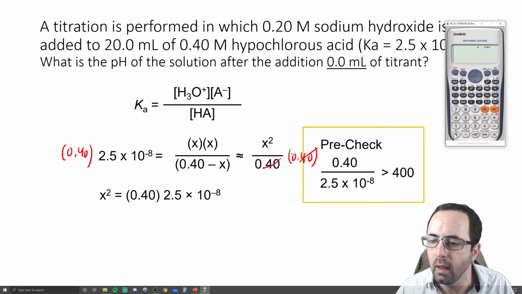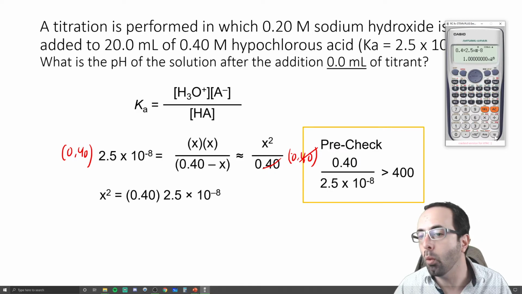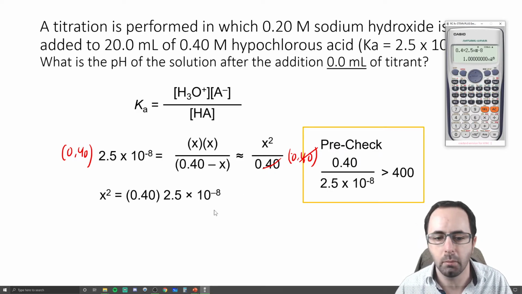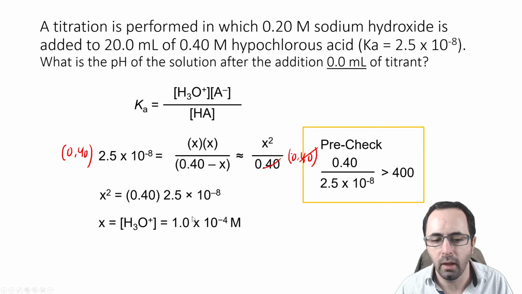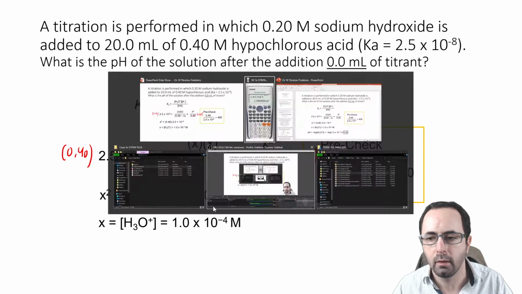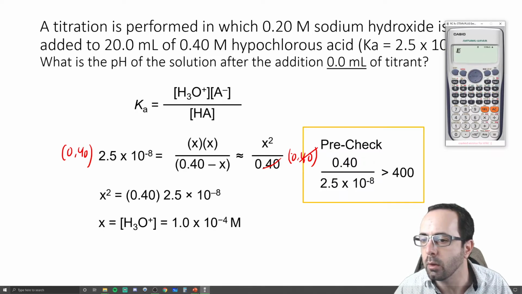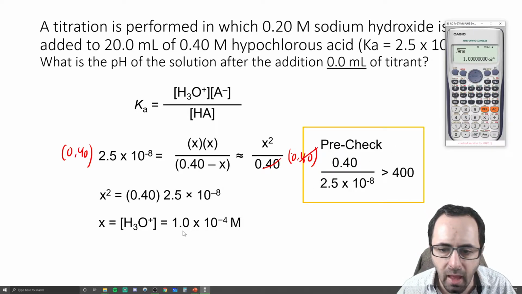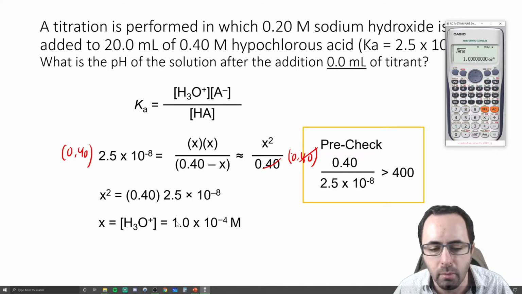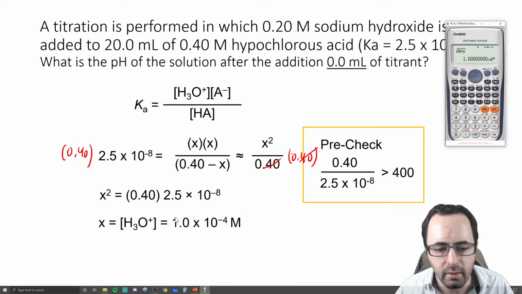So let's calculate that. 0.4 times 2.5 e minus 8. And I get 1.0 times 10 to the minus 8 equals x squared. And so then I take the square root of that, and I get that x equals 1 times 10 to the minus 4. And that is the concentration of hydronium in this problem. If you go back to the ice table.